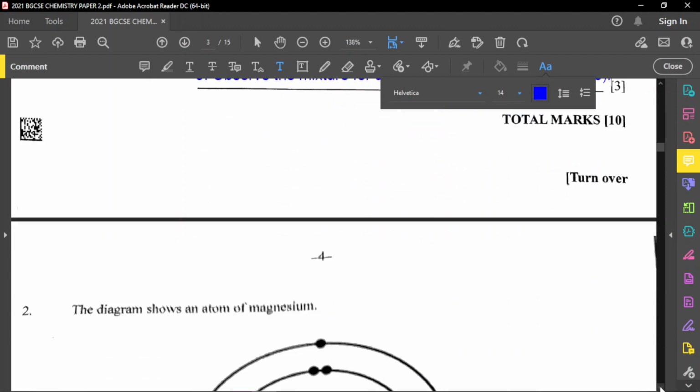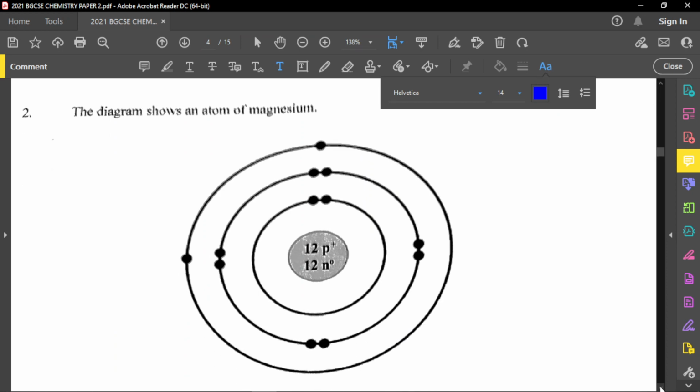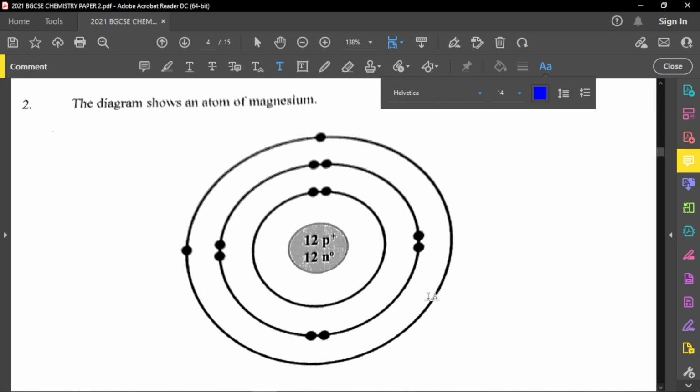All right, nice. Question 2. It said the diagram shows an atom of magnesium. Here we have the electrons and the nucleus. You can see the protons and neutrons there, and we see the electrons on the shells. Let's see what they actually asked us to do here.